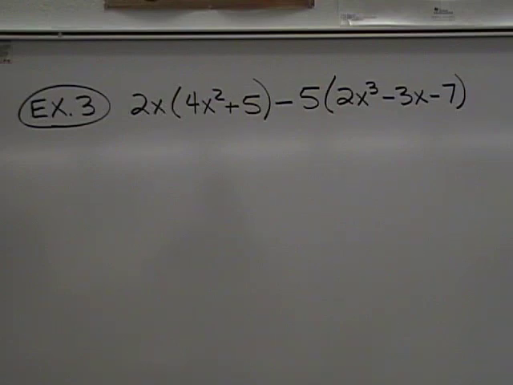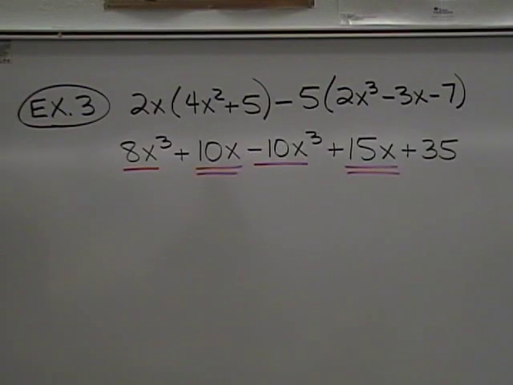So we have two different distributive procedures to go through. First, we have to multiply the 2x times the first parentheses, and then multiply negative 5 times the second parentheses. So let's see what we get. Okay, well, let's see what happens after we distribute the 2x. We have 2x times 4x squared, that's how we got the 8x cubed, and we have 2x times 5, which gives us a positive 10x.